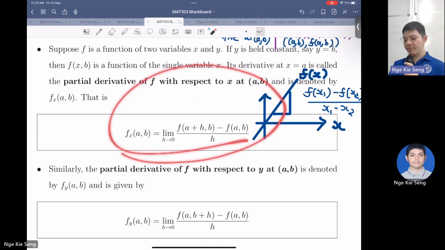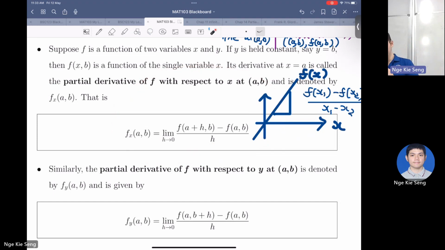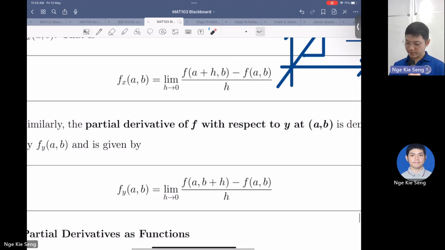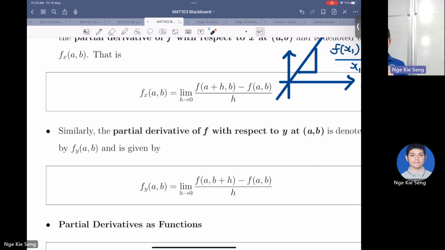Let's do some checking here. For example, let's look at this formula here. What is the fixed variable here?